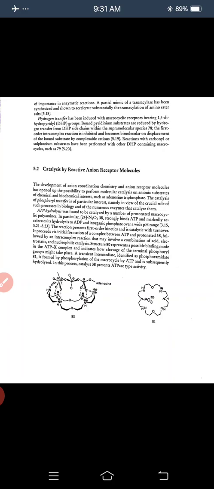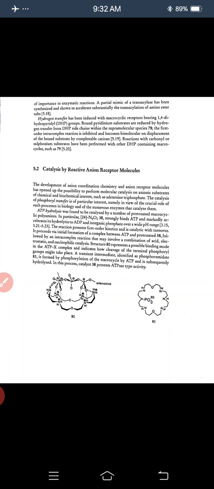Now we discuss catalysis by reactive anion receptor molecules. The development of anion coordination chemistry and anion receptor molecules has opened up the possibility of performing molecular catalysis on anionic substrates of chemical and biochemical interest, such as adenosine triphosphate. The catalysis of phosphoryl transfer is of particular interest, namely in view of the crucial role of such processes in biology and of the numerous enzymes that catalyze them.